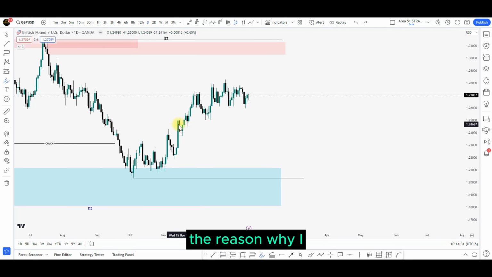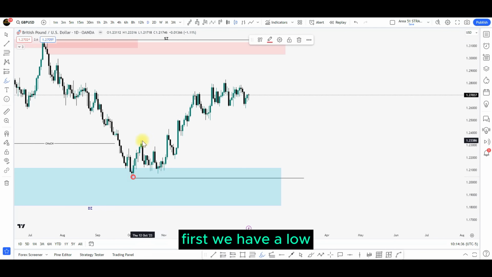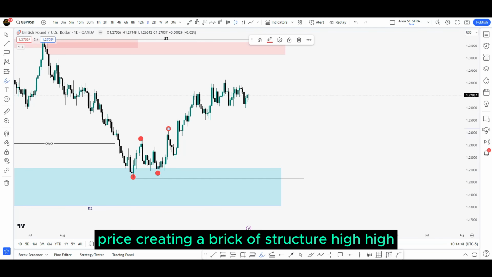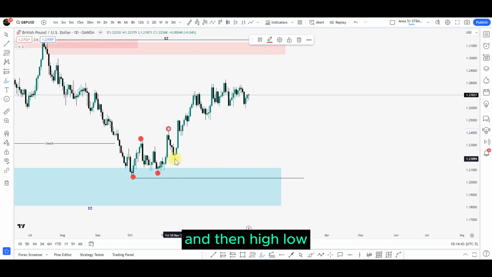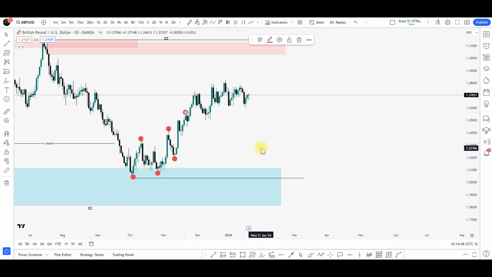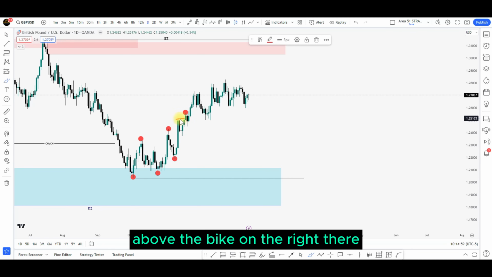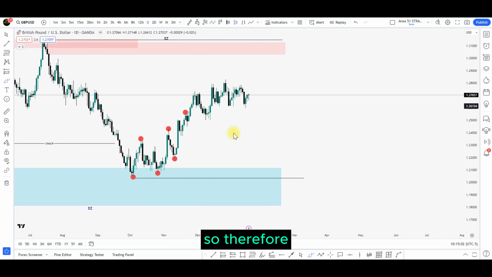Okay, the reason why I did not mark this as a high high is because first we have a low, high, high, low, price creating a break of structure, high, high, and then high, low, and then this is our higher high right there. Why did I do that? Because this candle here did not trade above the buy candle right there. So therefore, this becomes an invalid pullback, okay?